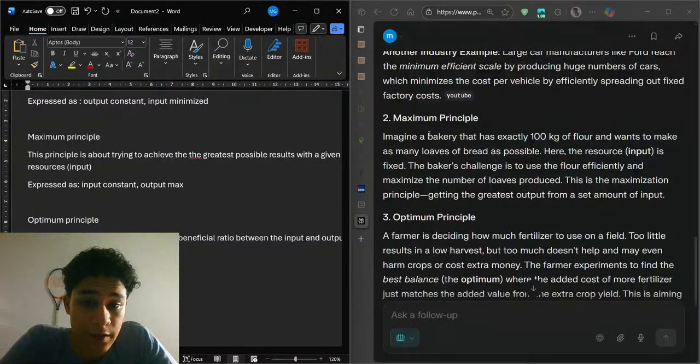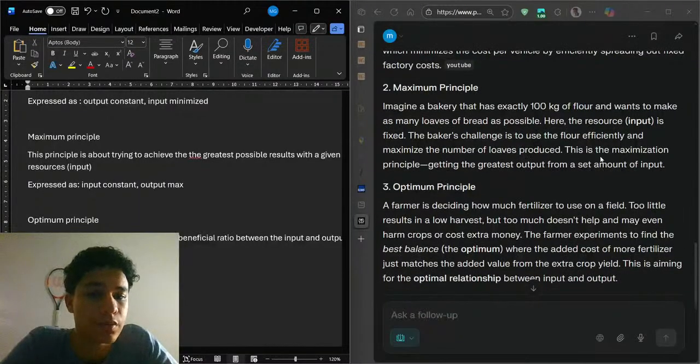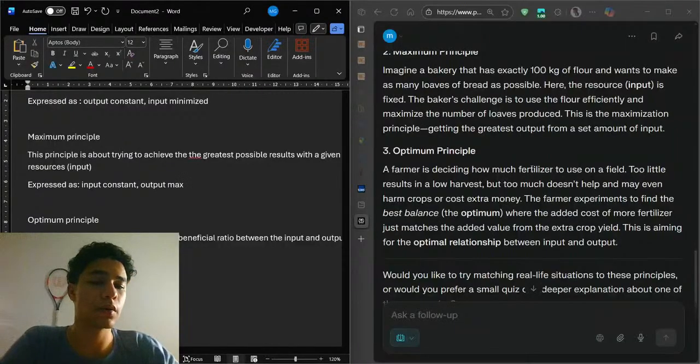Maximum principle. Imagine a bakery that has exactly 1,000 kilograms of flour and wants to make as many loaves of bread as possible. Here the resource input is fixed. The baker's challenge is to use the flour efficiently and maximize the number of loaves produced. This is the maximization principle, getting the greatest output from a set amount of input.